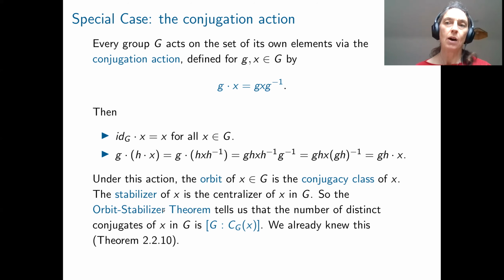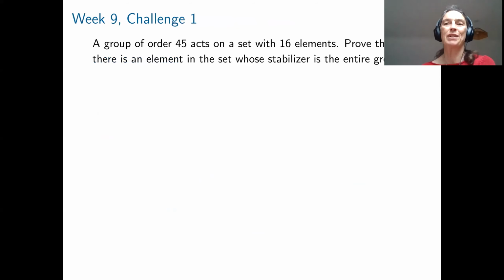Okay, that's essentially what we have for today, except for our first challenge of week 9. Challenge 1 for week 9 is something that actually appeared on an exam paper recently, or at least versions of it have appeared in several recent exam papers. So the setup is we've got a group of order 45. It's acting on a set of 16 elements. So every one of the 45 elements of the group is moving around these 16 elements. There are 16 factorial permutations of 16 elements. Maybe not 45 distinct ones, but each of the 45 elements of the group acts as one of those permutations. The challenge is to show that there's an element in the set whose stabilizer is the entire group. So essentially, that's to show that there's some orbit with only one element in it.